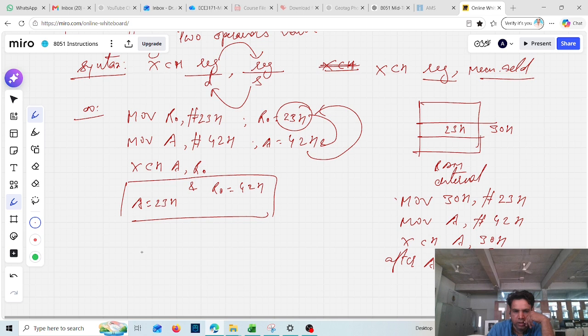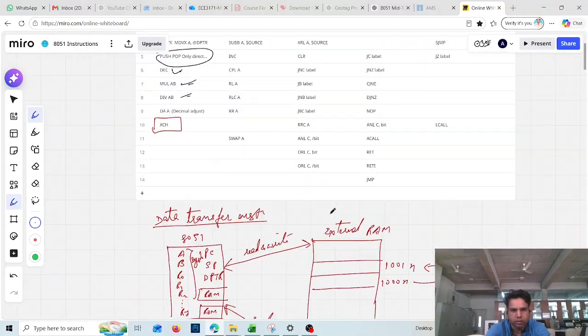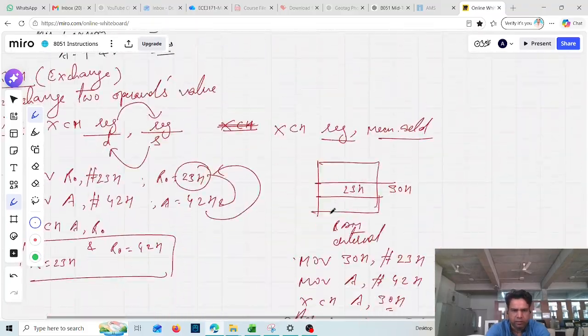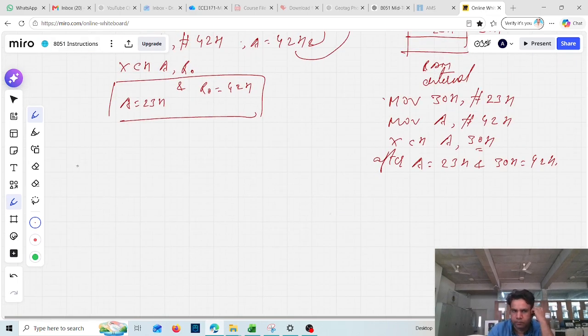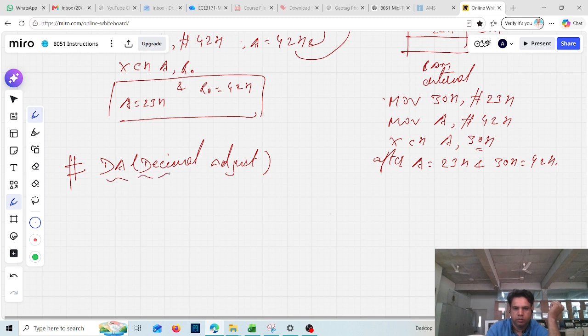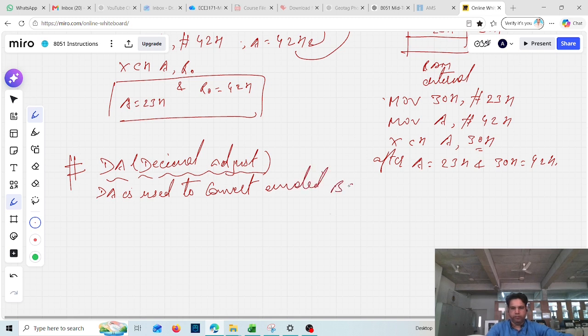Then we have the DA instruction. Let us try to understand it. It's quite easy. Here DA stands for decimal adjust. Decimal adjust is used to convert an invalid BCD to a valid BCD. It is used generally after an arithmetic or logical instruction.